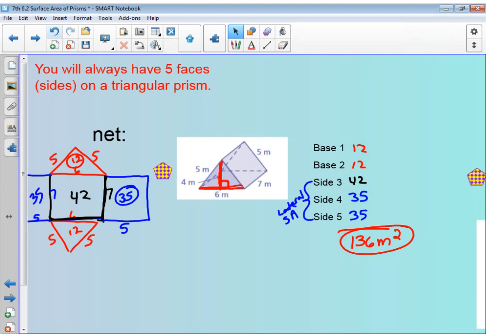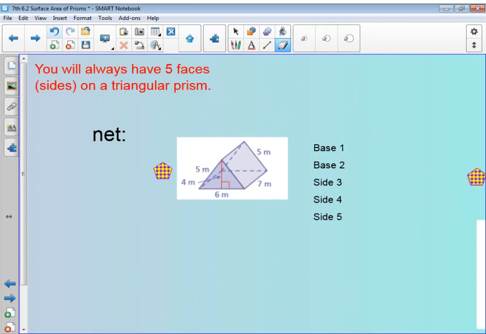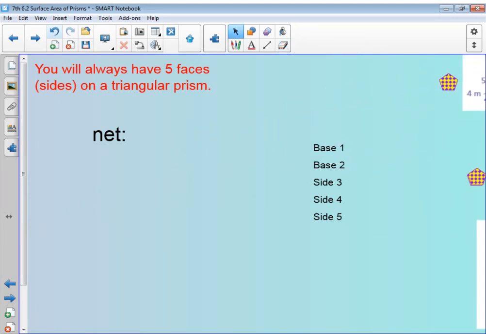Okay, triangular prisms are a little more complicated than a rectangular prism, just because it's usually hard to see that fifth side, and that triangle you have to remember to divide by 2.